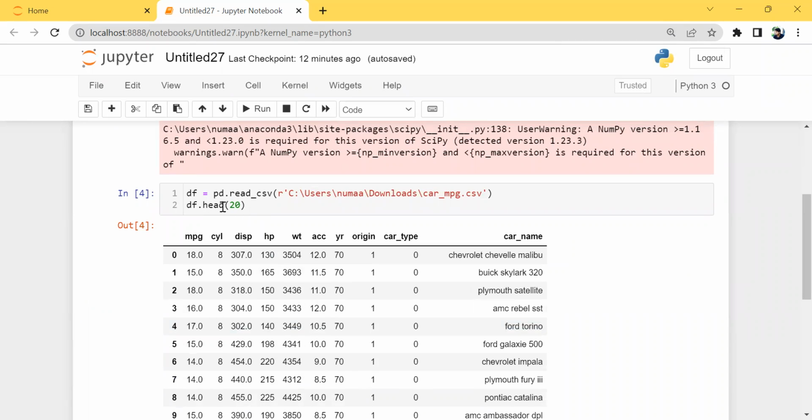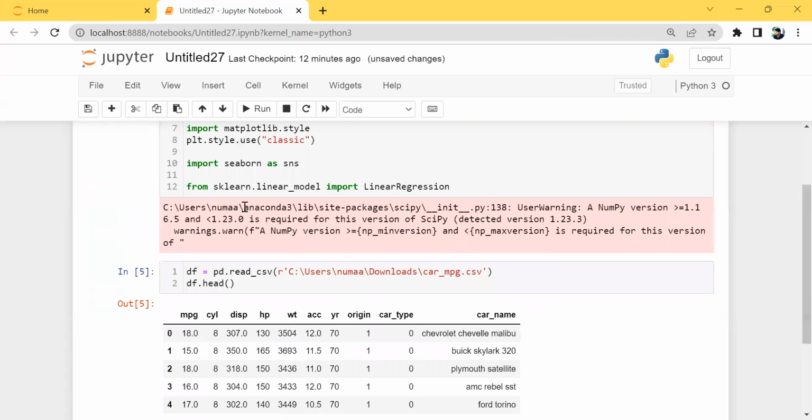It is actually giving us 20, but since I just want to explain, I'm not giving the number 20. Instead, I just want you to visualize the first 5 rows, right?